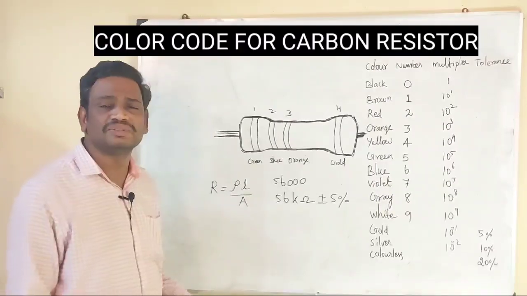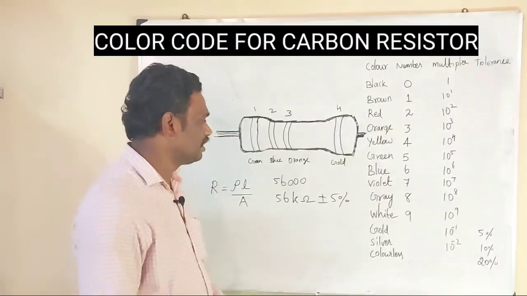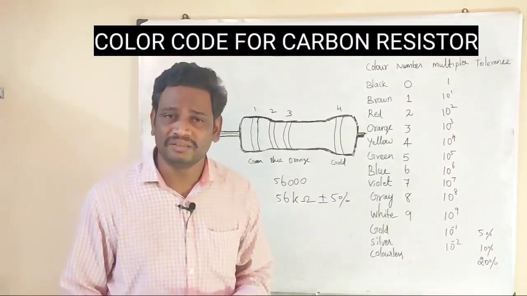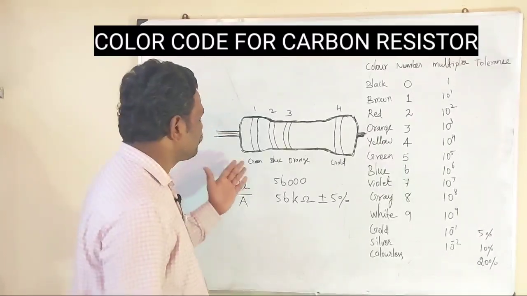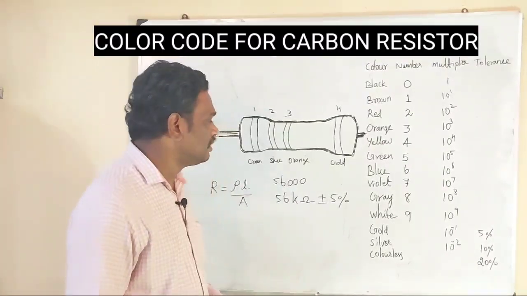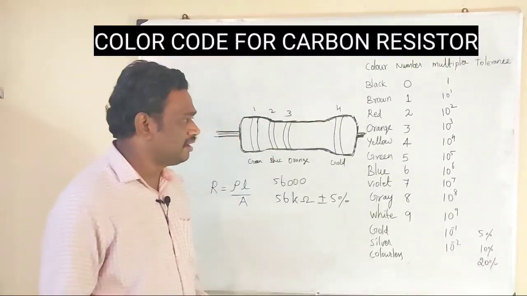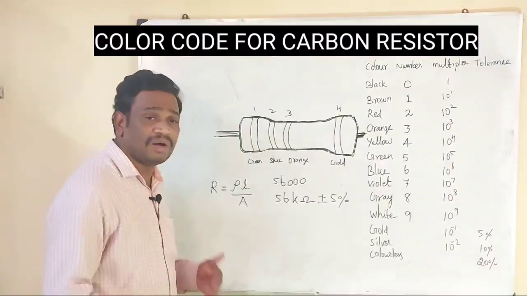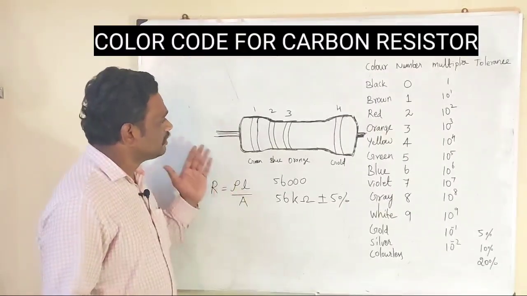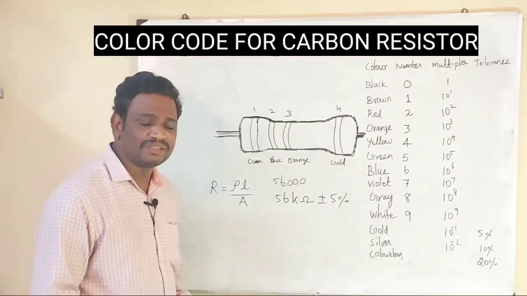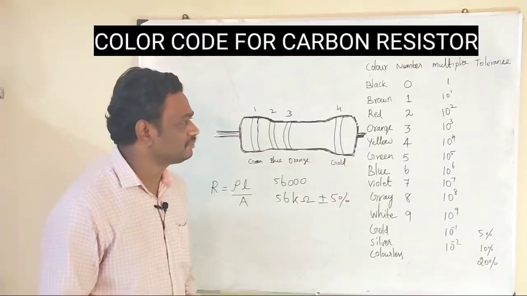So it is easy to find the resistance value. They may give any color, and you can easily find out the resistance value. So let's see some other examples of how to calculate the resistance of the carbon resistor using the color code.